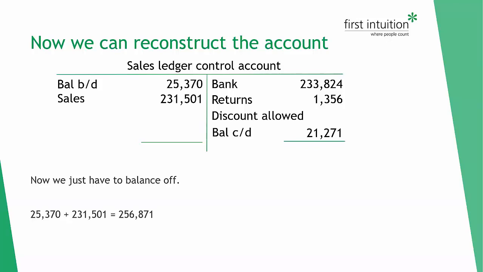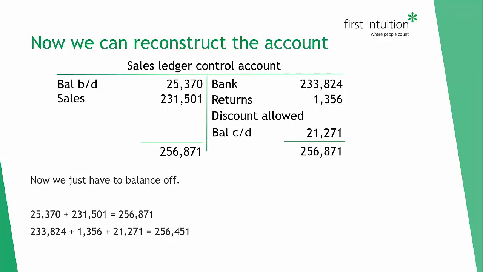25370. Debit side totals 256871. Total up the credit side: 233824 plus 1356 plus 21271 comes to a total of 256451. The debits have it, so that's our balancing total.